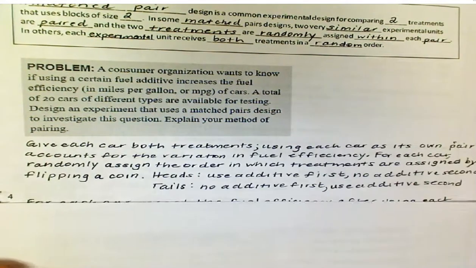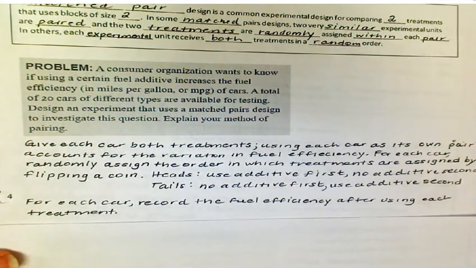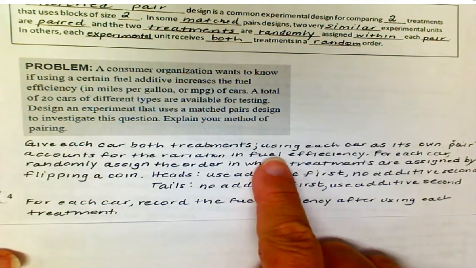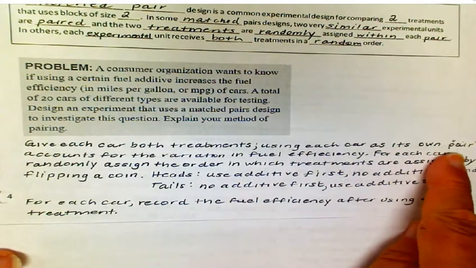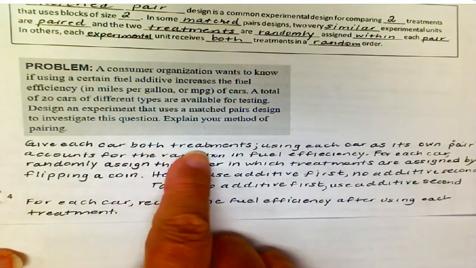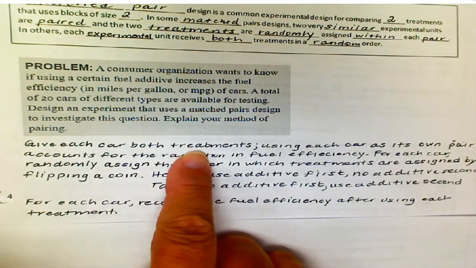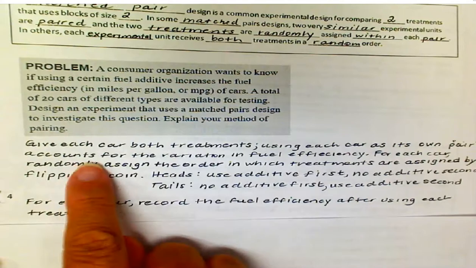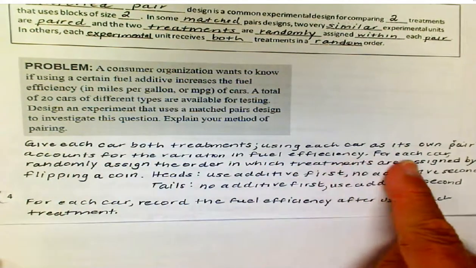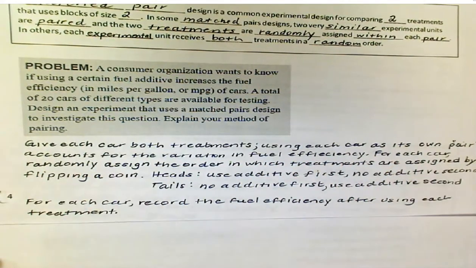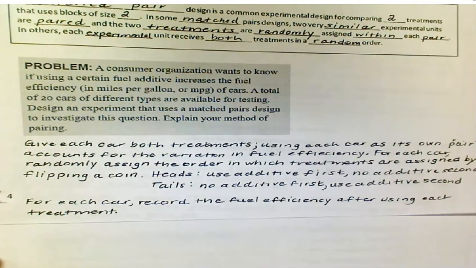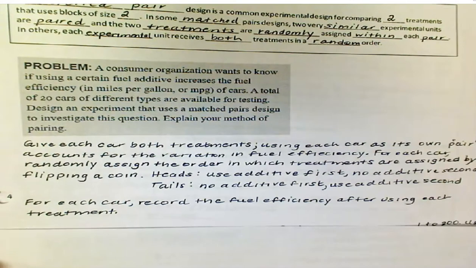Okay, so what I said is give each car both treatments. So you're going to have 2 cars using each car as its own pair. So you can do it this way too. You have a car, you give it both treatments, and it accounts for the variation in fuel efficiency. For each car, randomly assign the order in which treatments are assigned by flipping a coin. Heads, use additive first, no additive second. Tails, no additive first, and then use additive second. For each car, record the fuel efficiency after each treatment.